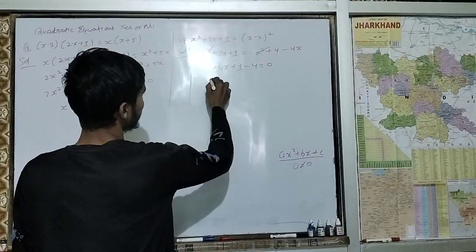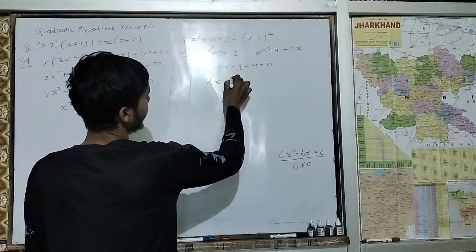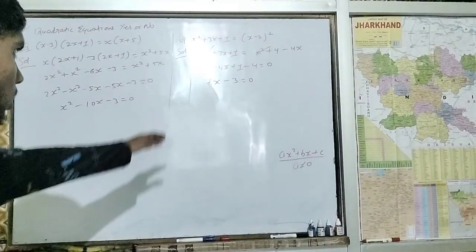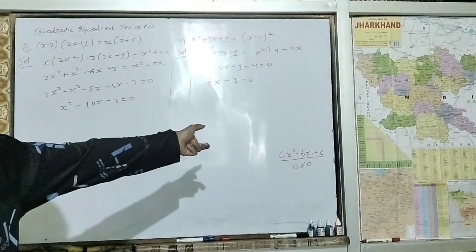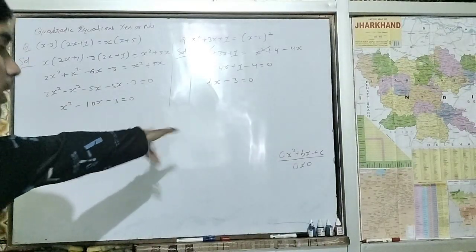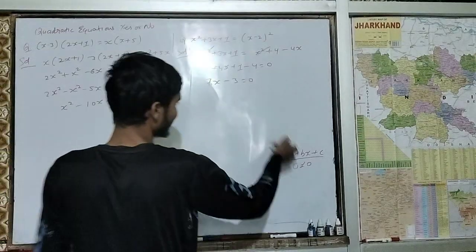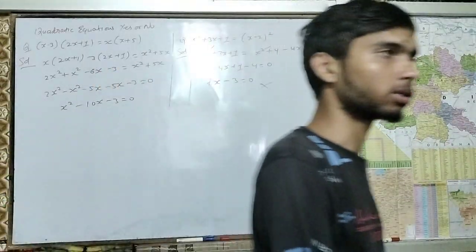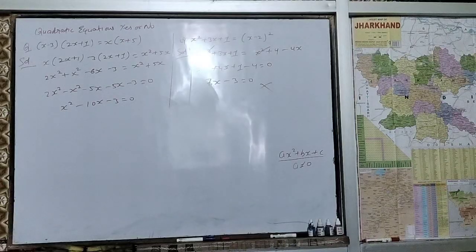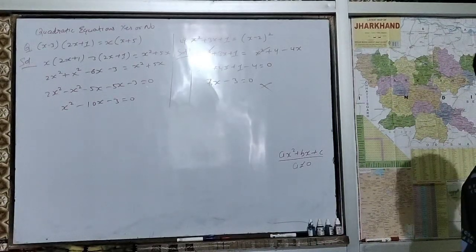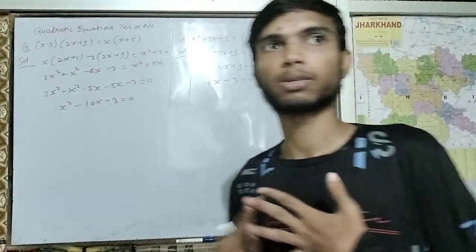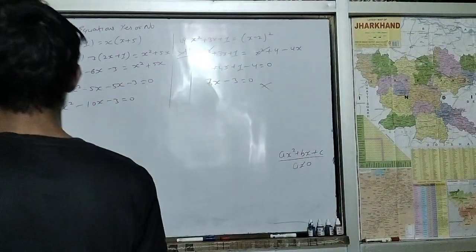At the end, we are getting 7x minus 3. This is equal to 0. Here, exponent is not a 2. It is a linear equation. So this is not in this form. That's why we cannot say that this is a quadratic equation. No, it is not a quadratic equation. Rather than saying quadratic equation, this is a linear equation because exponent is a 1.